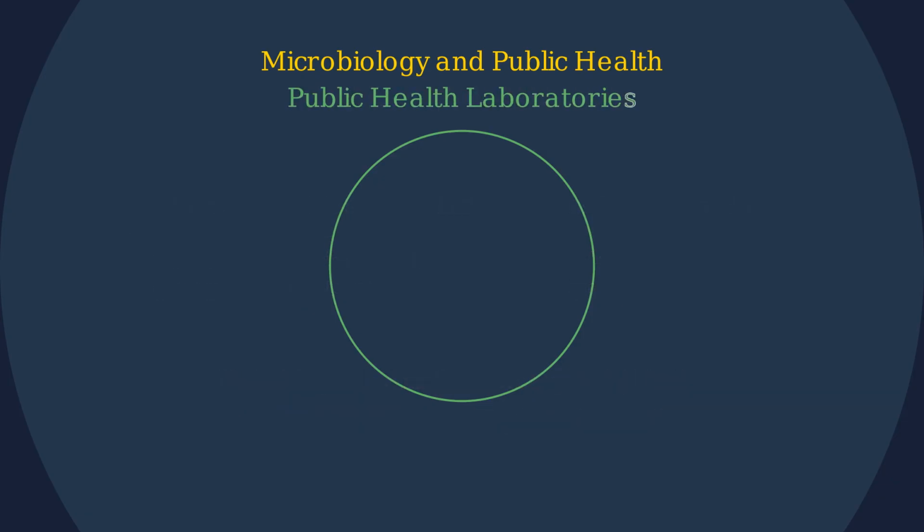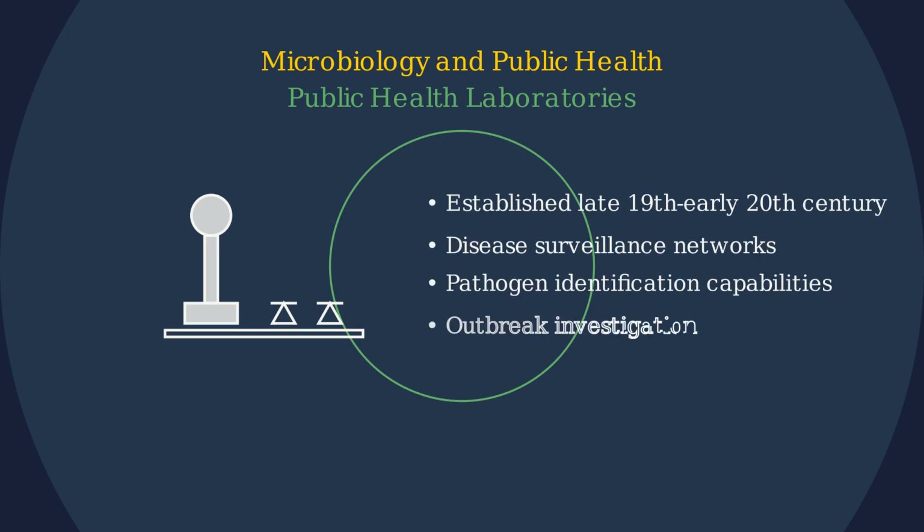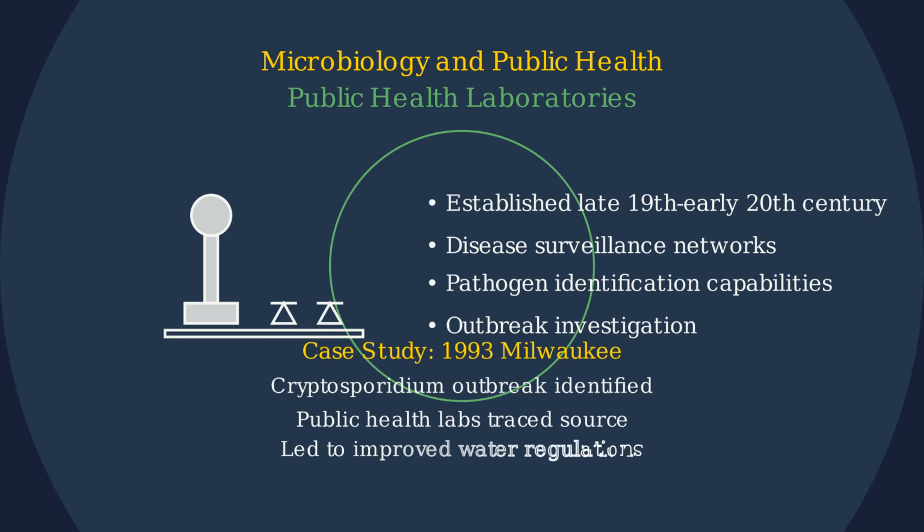The establishment of public health laboratories in the late 19th and early 20th centuries created critical infrastructure for disease surveillance and outbreak investigation. These specialized facilities developed the capability to identify and track specific pathogens, enabling rapid response to emerging threats. The 1993 Milwaukee cryptosporidium outbreak demonstrates how laboratory detection capabilities can identify waterborne pathogens and protect communities.